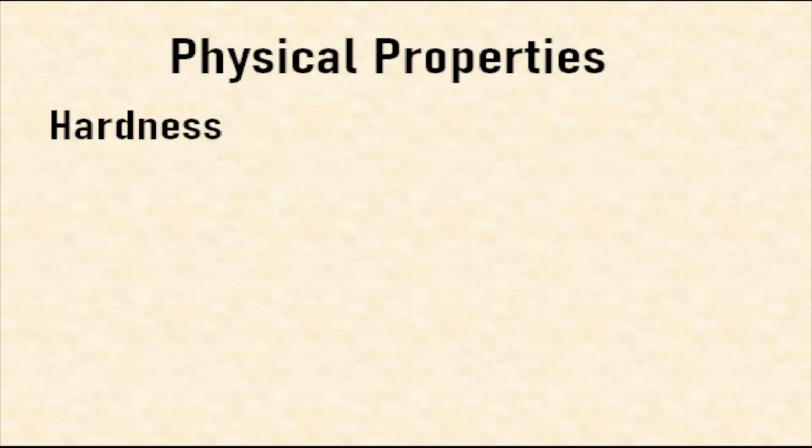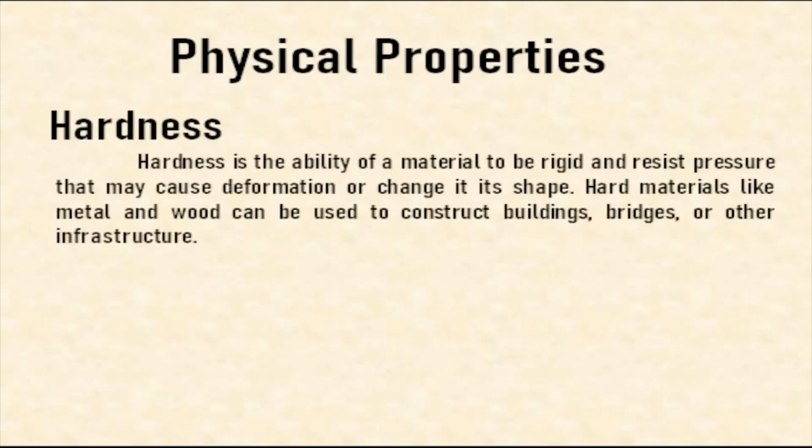First is hardness. Hardness is the ability of a material to be rigid and resist pressure that may cause deformation or change in its shape. Hard materials like metal and wood can be used to construct buildings, bridges, or other infrastructure.